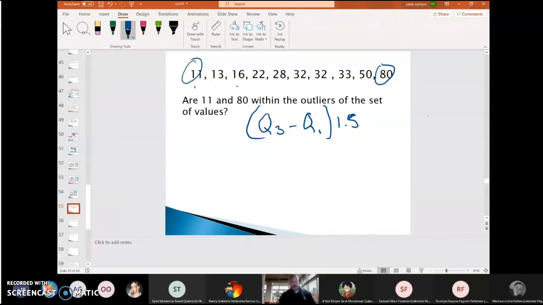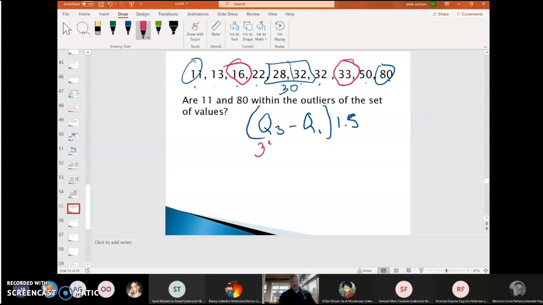Okay, so we have 1, 2, 3, 4, 5, 6, 7, 8, 9, 10. So our middle number would be between those two. So we would say 30. Now we cover up this side. We cover up this side and the median. The middle number here is 33. The middle number over here would be 16.